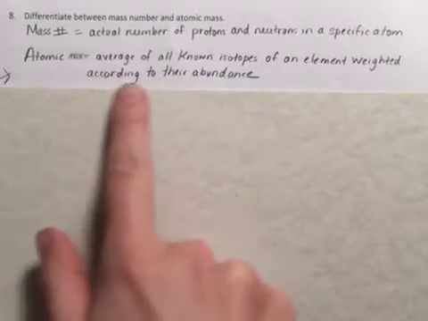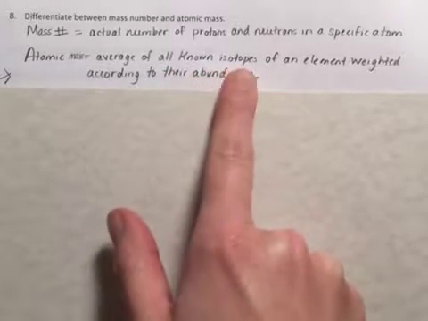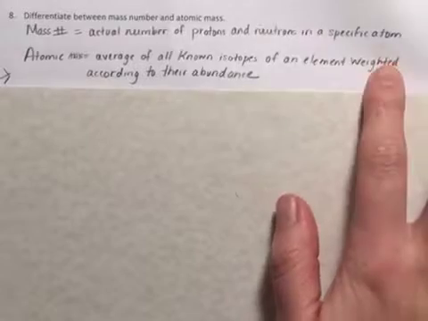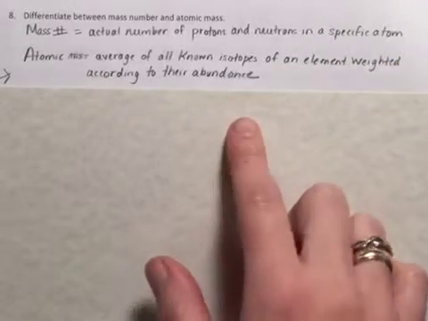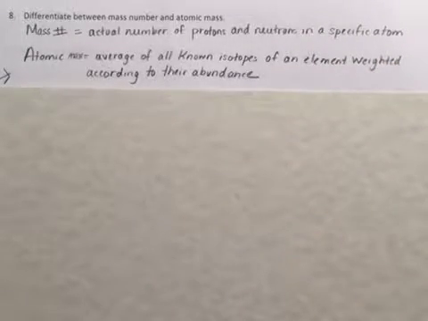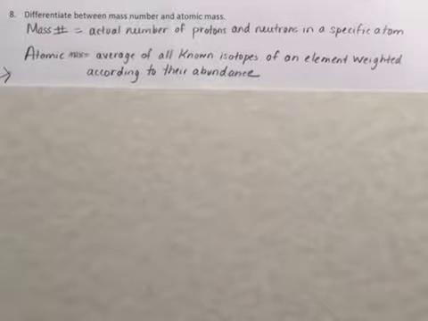And it is an average of the mass of those known isotopes, and it's weighted according to their abundance, meaning how common they are. So the atomic mass on the periodic table is going to be closest to the mass of the isotope that occurs most often in nature.